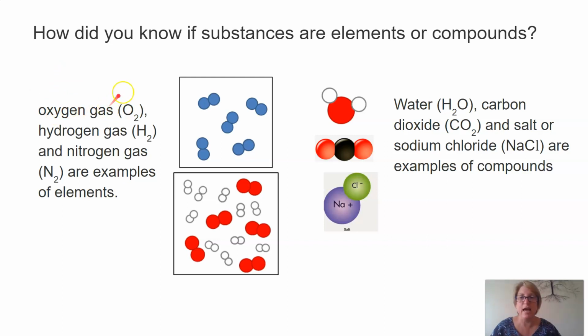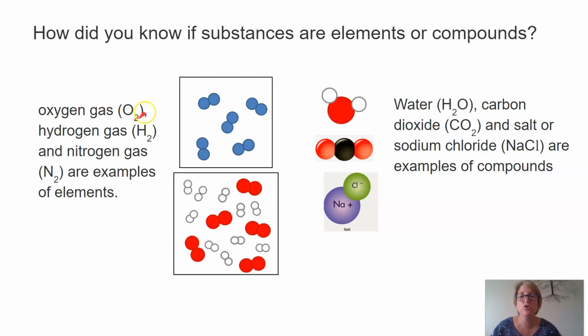Oxygen gas, which we write as O2, hydrogen gas, which we write as H with the lowercase 2, and nitrogen gas, which we write with an N and a lowercase 2, are examples of elements. Now you might be wondering, what does this lowercase 2 refer to? Well, that is all about something we learnt in a previous lesson known as diatomic molecules, when we looked at atoms, elements, compounds and molecules. You can go back to the previous lesson and refresh your memory on that.